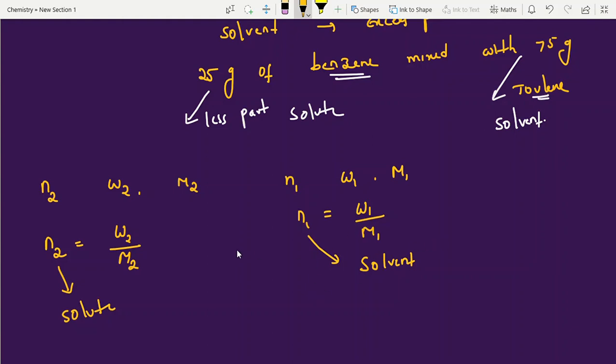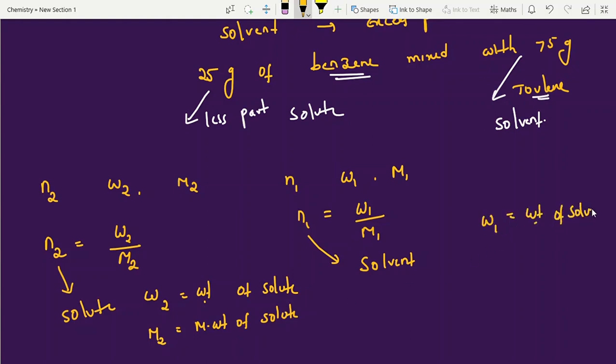So what is this trying to say? W2 equals weight of solute. M2 equals molecular weight of solute. Many times they are going to ask you to find the molecular weight of the solute only. If they have not mentioned the exact solute, they will mention a non-electrolyte, non-volatile solute, like that. It means definitely we have to calculate molecular weight. Here W1 is nothing but weight of solvent. M1 is nothing but molecular weight of solvent. That's it.